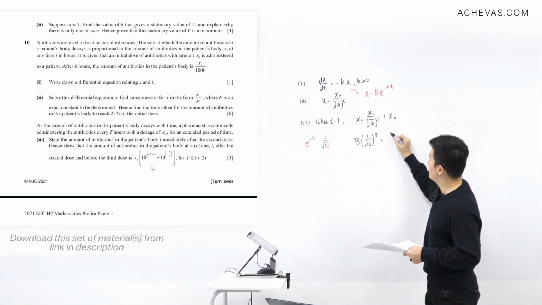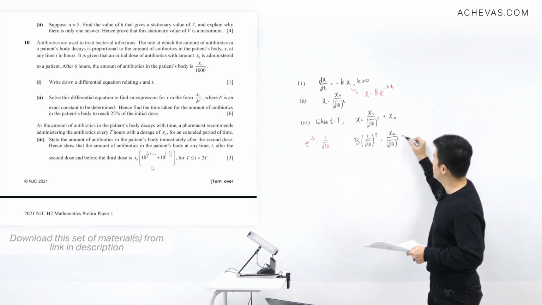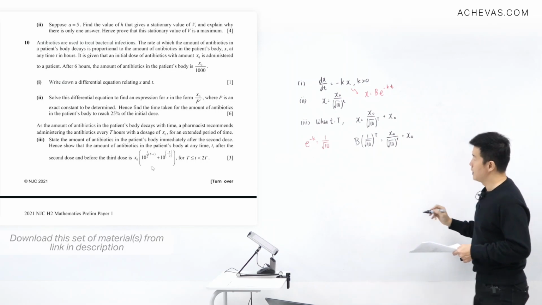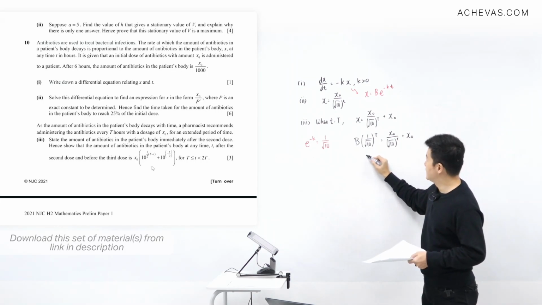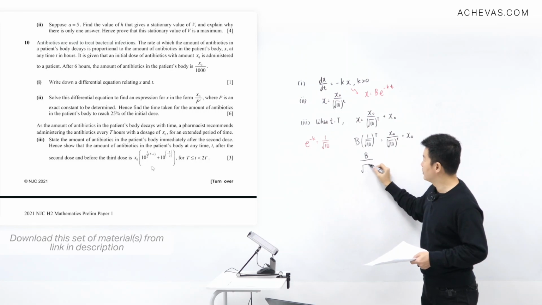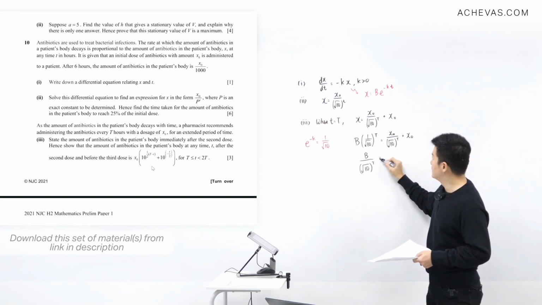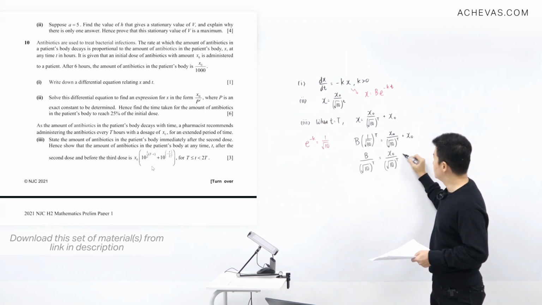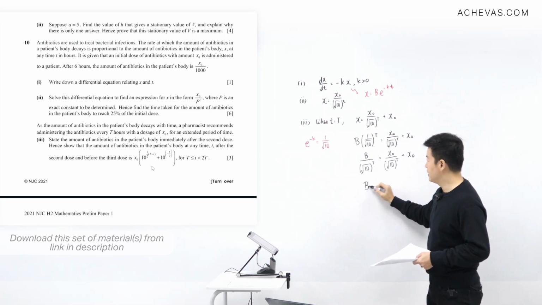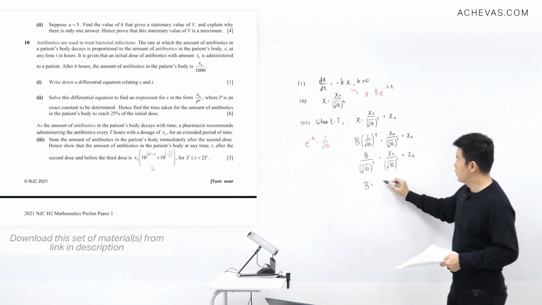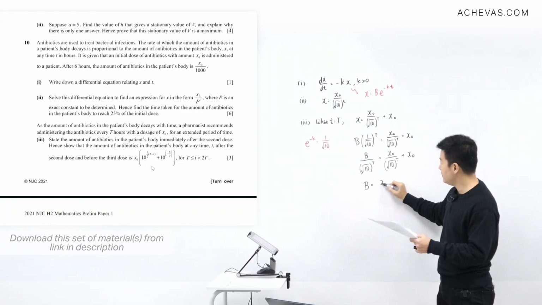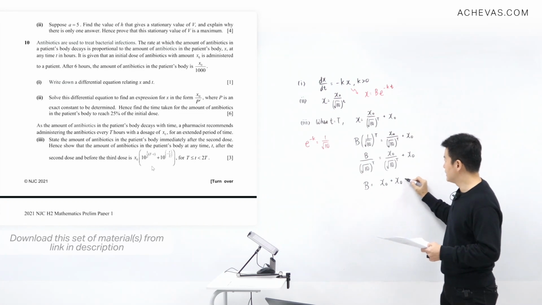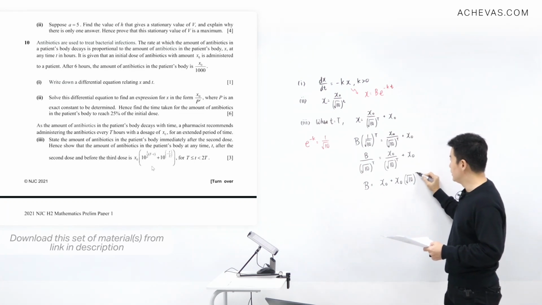This is equal to x0 over square root of 10 to the power of t, plus x0. So we have b over square root of 10, then t, equal to x0 over square root of 10, then t, plus, adding x0. So b here is going to be multiplying this across. We will have x0 plus x0, then square root of 10 to the power of t.